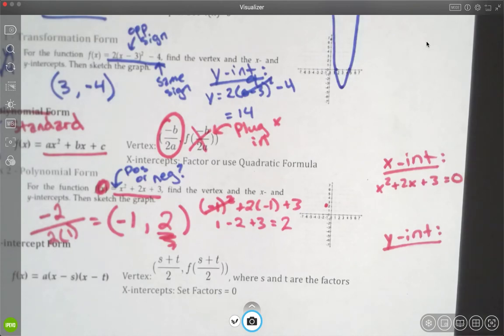What you're going to want to do is factor this thing down, if you can. So can you multiply to get 3 but add to get 2?